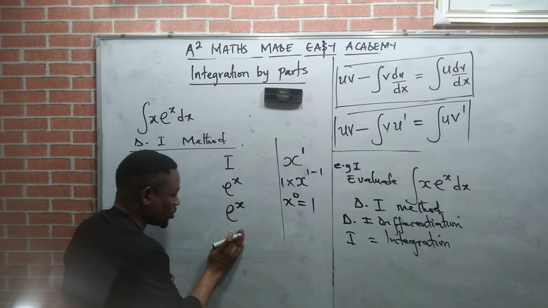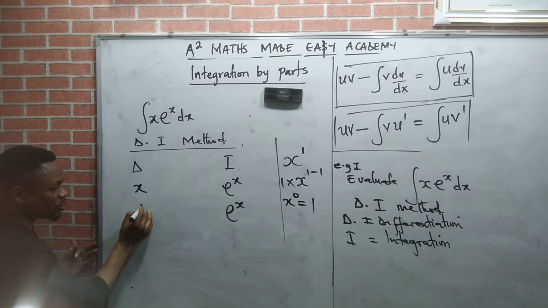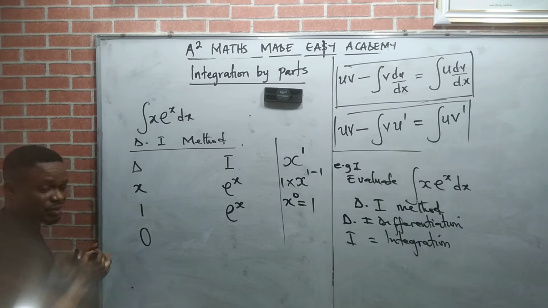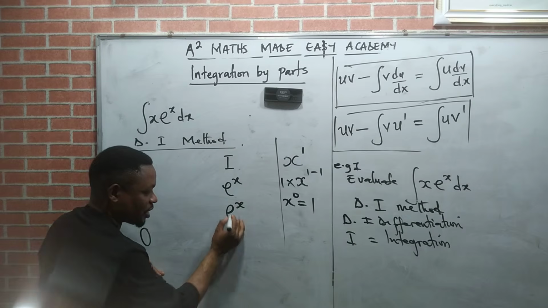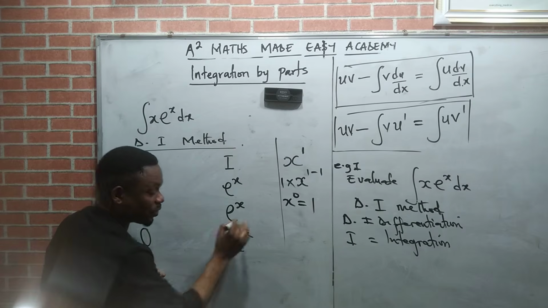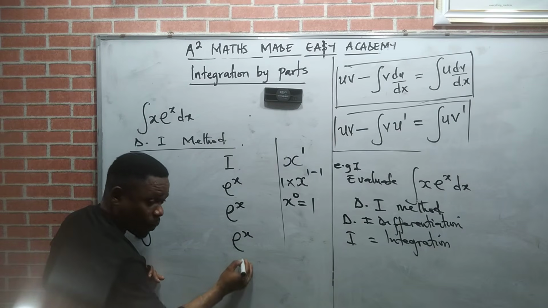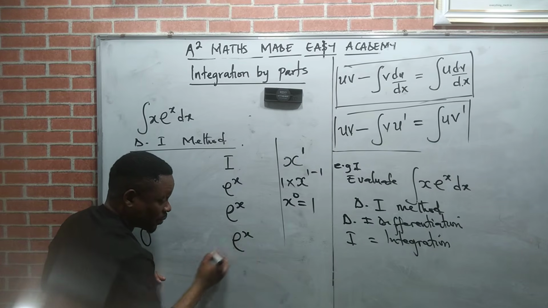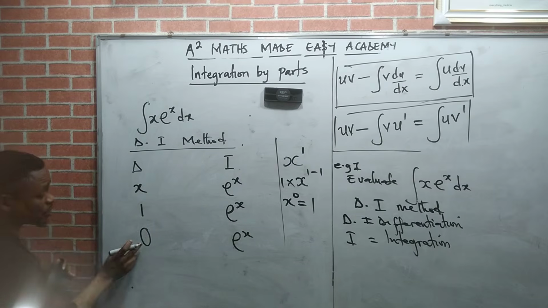Now when you're asked to integrate exponential x, it is still exponential x. The next thing is to differentiate 1. 1 is a constant, so the answer is always 0. Then finally differentiate exponential x. It is still exponential x over 1, because when you differentiate x it gives you 1, and exponential x over 1 is still exponential x.